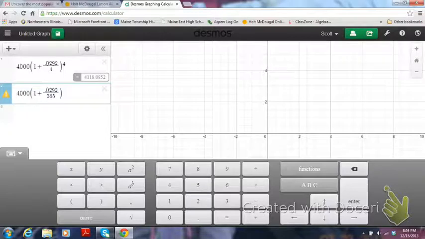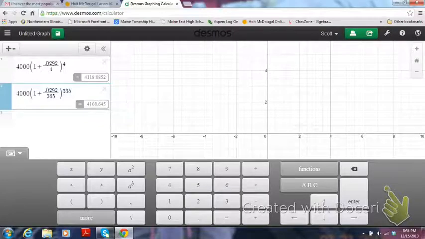Now I have to be careful. Remember, it's n times t. My n value is, oops, not 335, it's 365, and I'm still doing it for 1 year. So I'm going to write that in there just to show you. I'm really doing it to the power n times t.